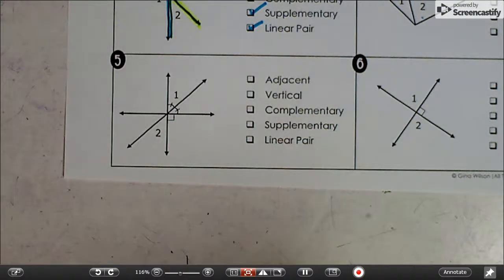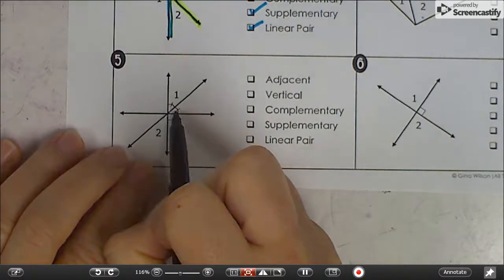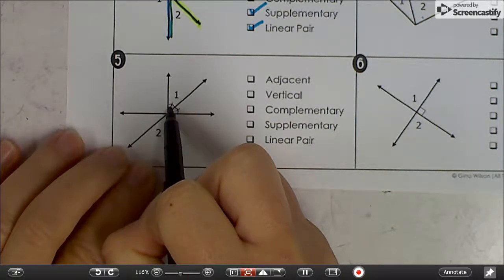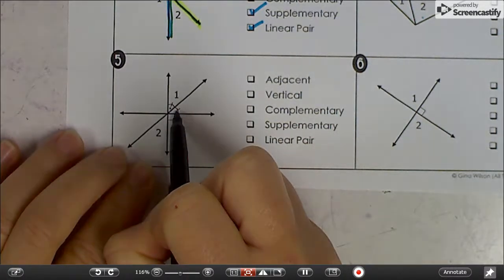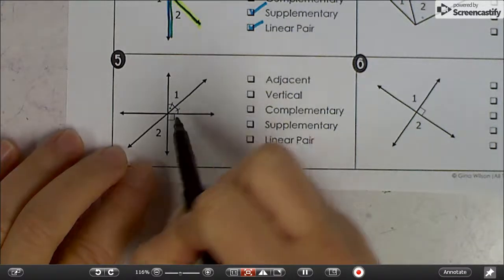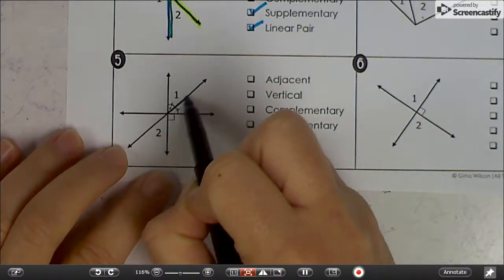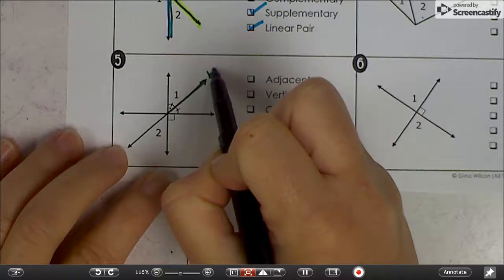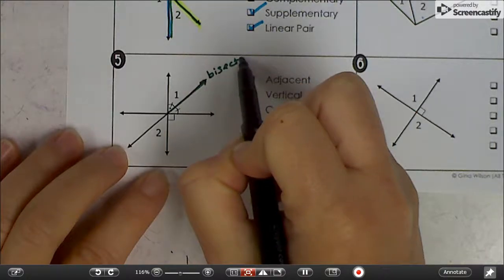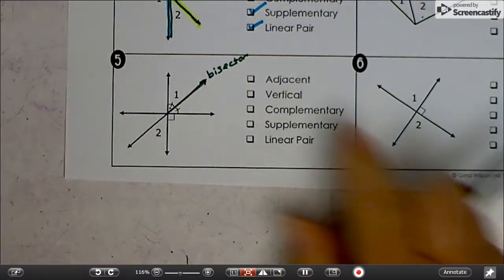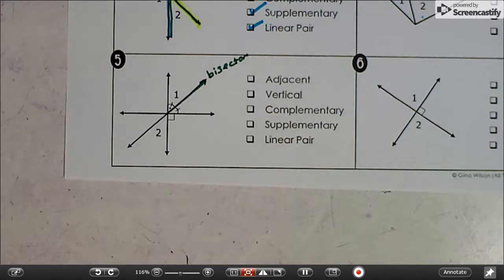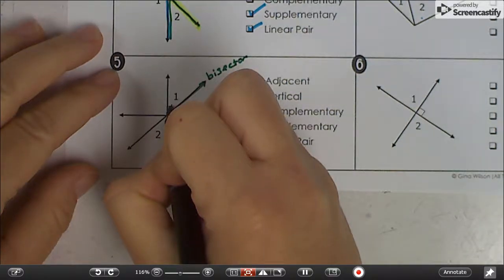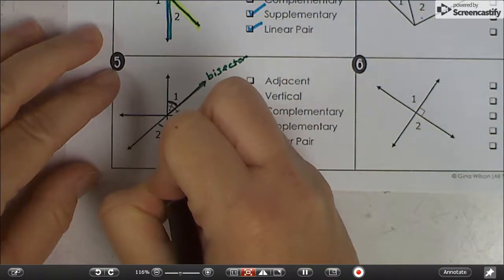And now they get a little trickier, and you're going to need to get used to crazy pictures like these. I want to point out a couple things. Do you see this little mark here in the corner? That means that this angle is congruent to this angle, which actually makes this ray right here a bisector. Just to do a little review there. That's a bisector.